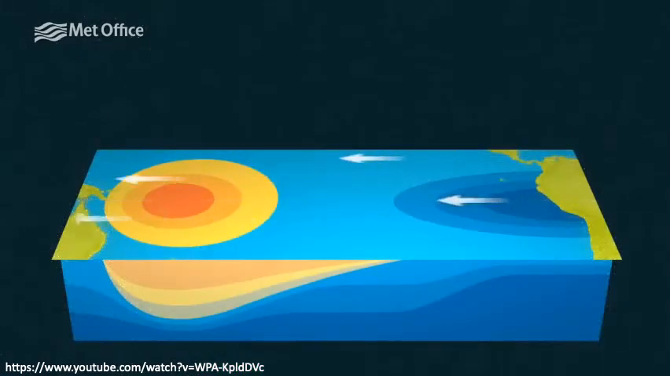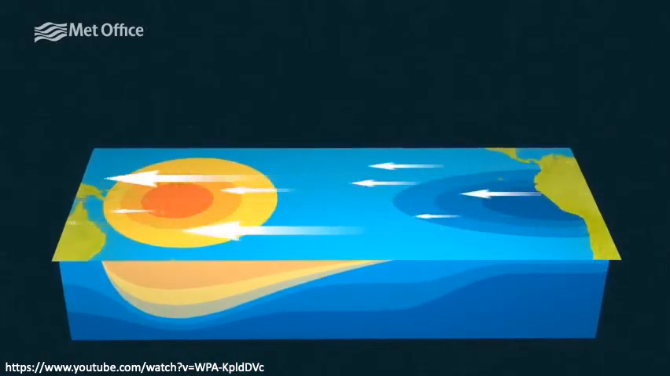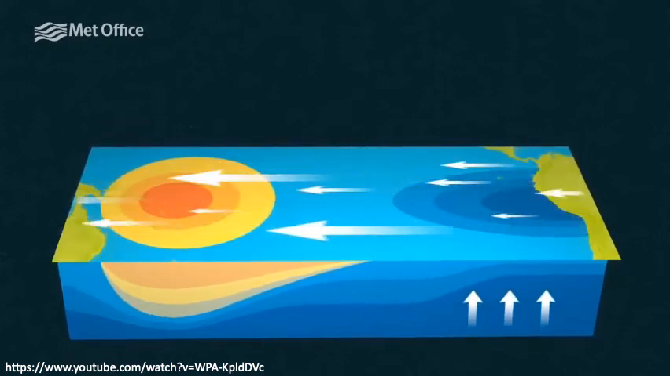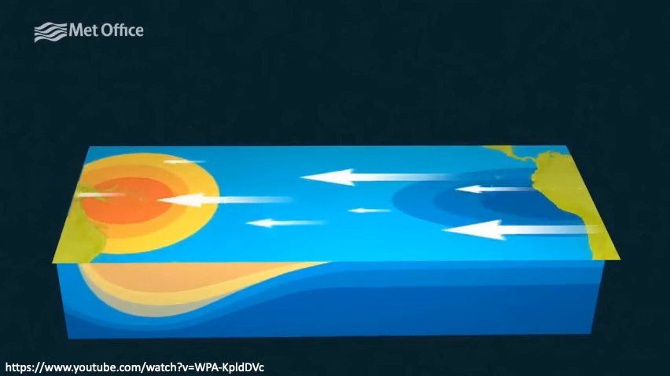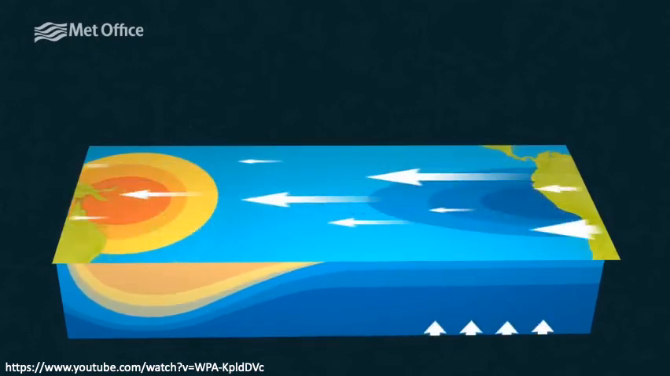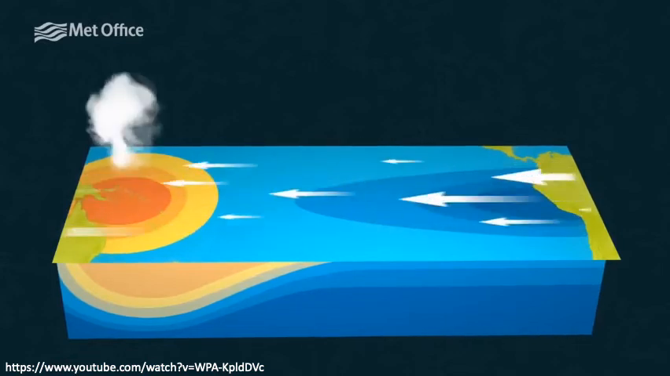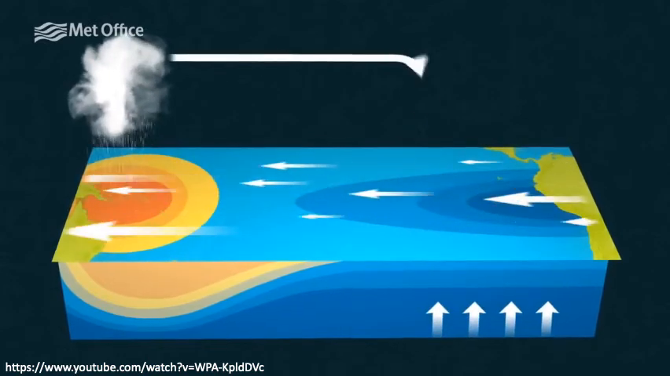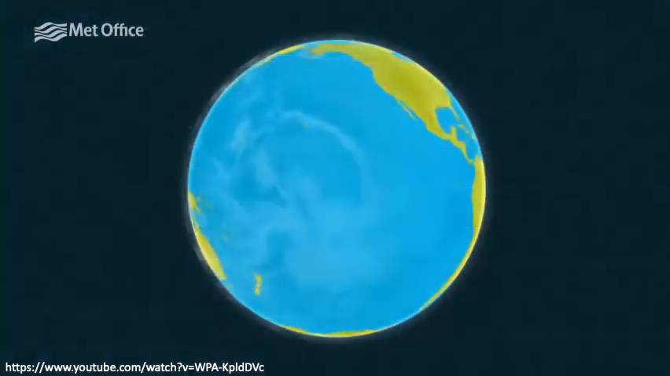This is the flip side of the oscillation, which sees a strengthening of the normal trade winds. This pushes the warmest water to the far western part of the tropical Pacific and increases the upwelling of cold water in the east. This cooler water extends out from the coast of the Americas towards the central part of the ocean. La Niña.